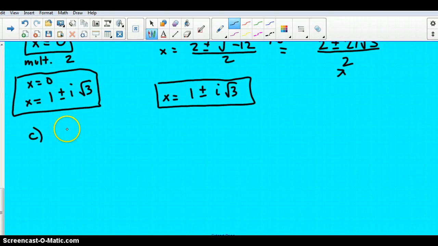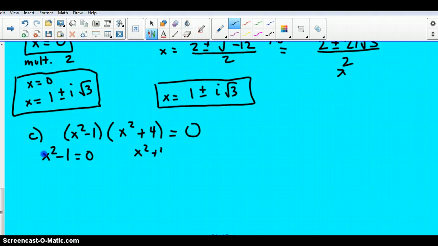C. Let's say I give you x squared minus 1 times x squared plus 4 equals 0. Is it already kind of factored for you? Technically you could use the quadratic formula for this one, but does anybody see a shorter way? Couldn't we say x squared minus 1 equals 0 and x squared plus 4 equals 0, since it's already factored for you?